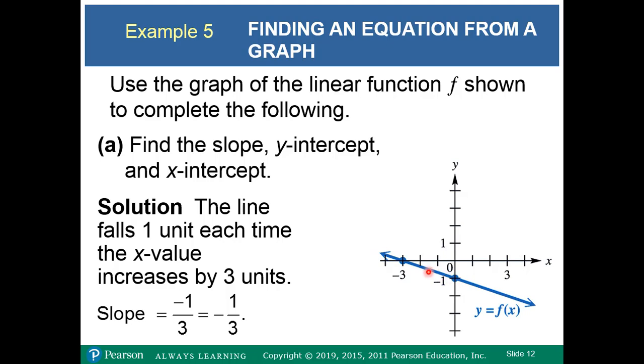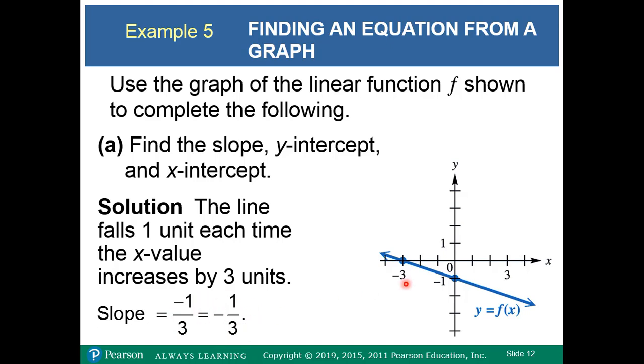So in this case, you have to go 3 units in the x direction before it goes 1 unit down. So the line falls 1 unit for every time the x value increases by 3. So y rise over run, right? It decreases by 1, so -1. It goes down by 1 every time you go across 3 units. So it's -1 over 3, or -1/3, is the slope.